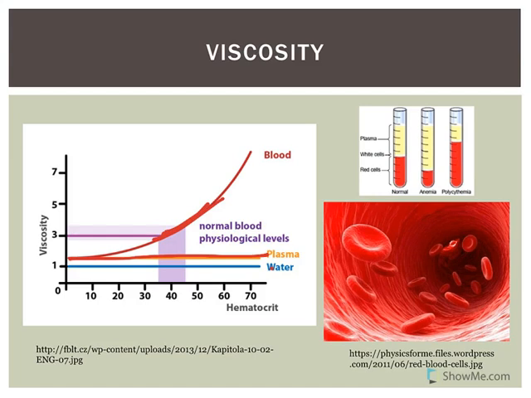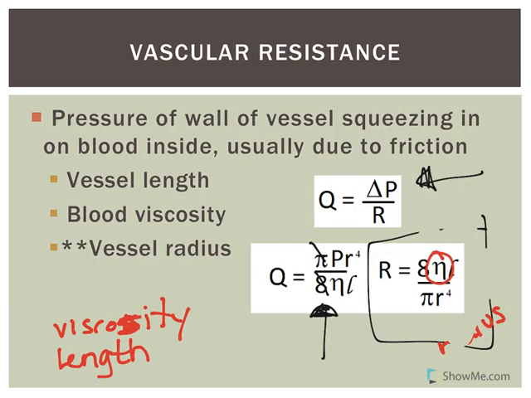So the more viscous it is, think of it as the inherent stickiness. Things are not going to want to kind of move against each other. The more resistance, the less the blood flow. Okay, so going back and look at this equation again. Higher resistance here means lower blood flow.